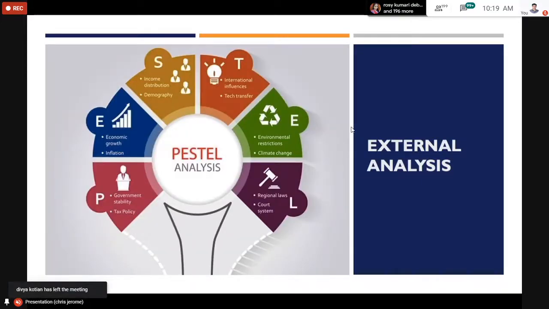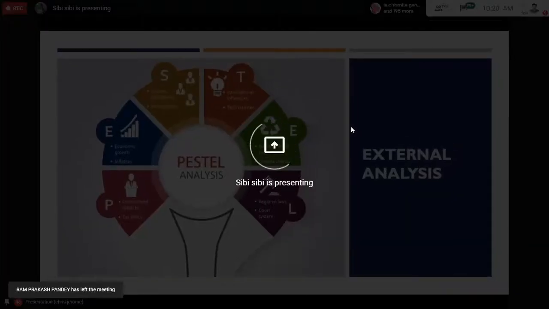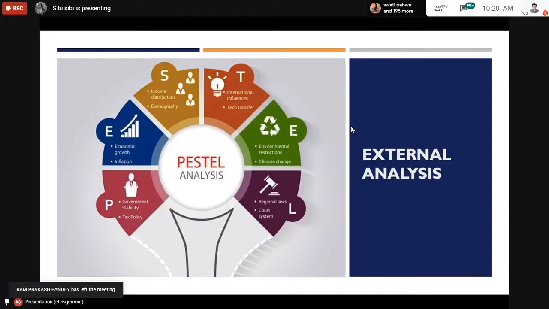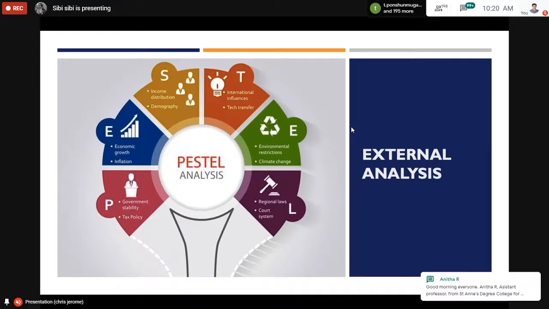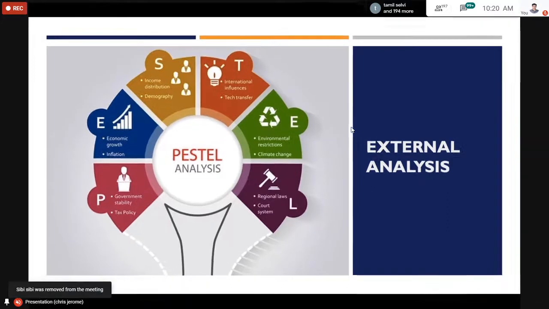So the business canvas was a tool for internal analysis. The tools for external analysis that I would like to discuss are the PESTEL analysis, which is the political, economic, social, technological, environmental, and legal analysis. Now that we've understood what the company does and what it does well, it's time to look at the external environment the company is operating in. What does that look like?